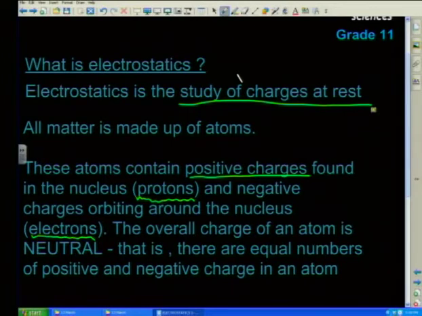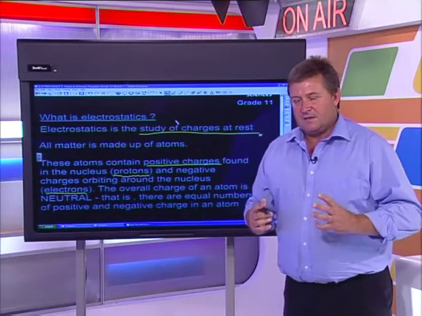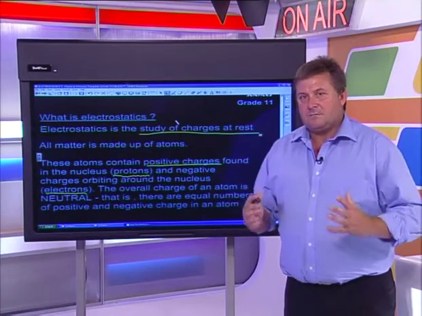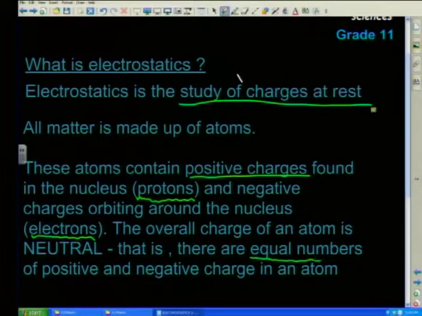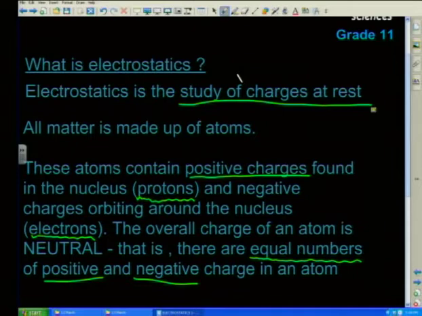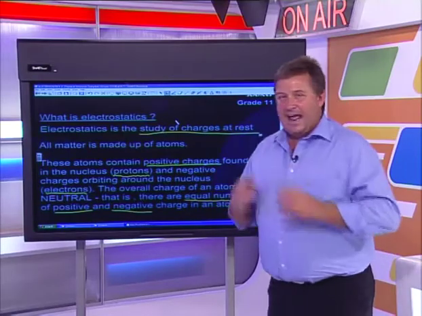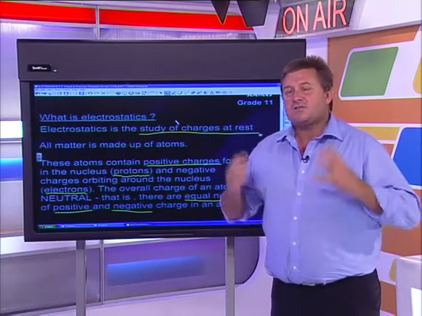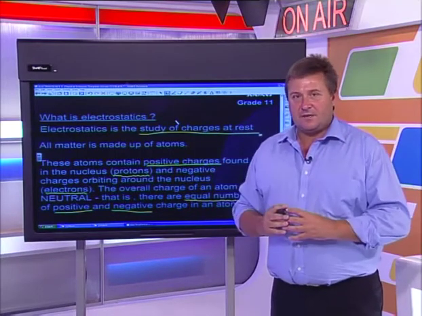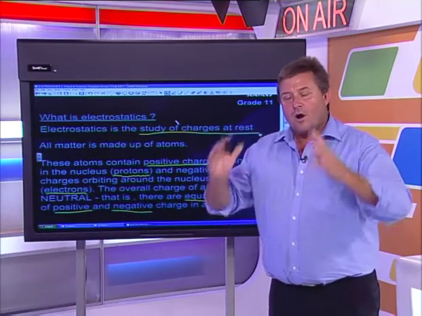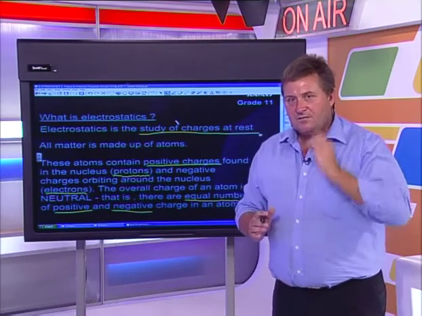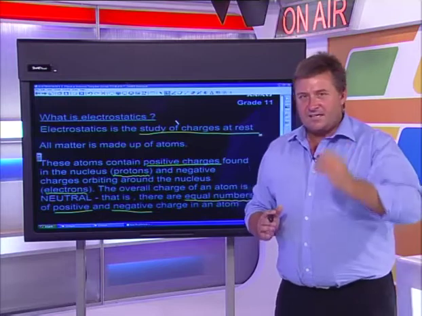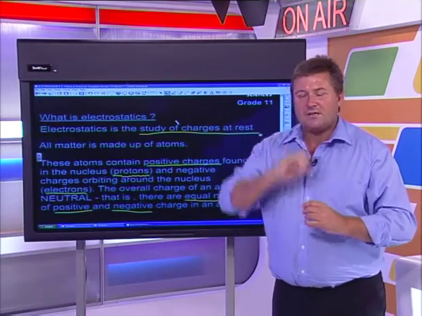And guys, it's very important to remember that when we're dealing with atoms, the overall charge of an atom is neutral. In other words, there are equal numbers of positive protons and negative electrons, or positive and negative charge, in an atom. So what is that basically trying to tell me? Well, right down at the basic building block of all matter, the atom, we have positively charged particles in the nucleus, the protons, and negatively charged particles orbiting around the nucleus, the electrons.